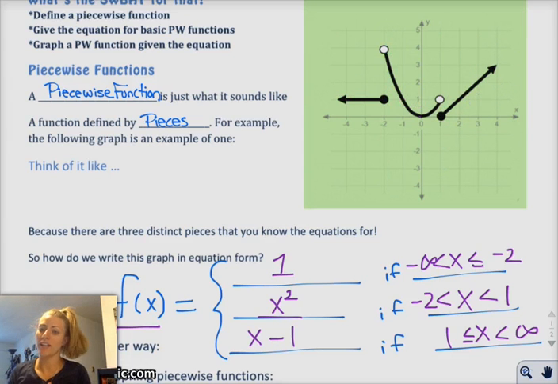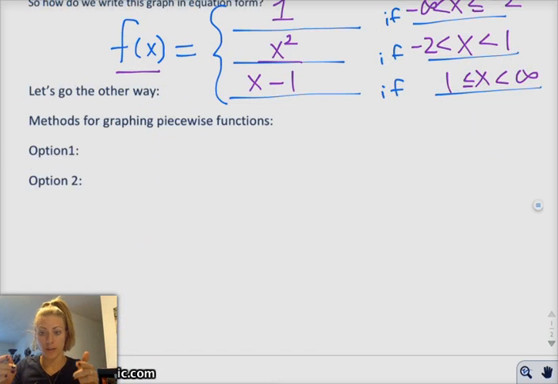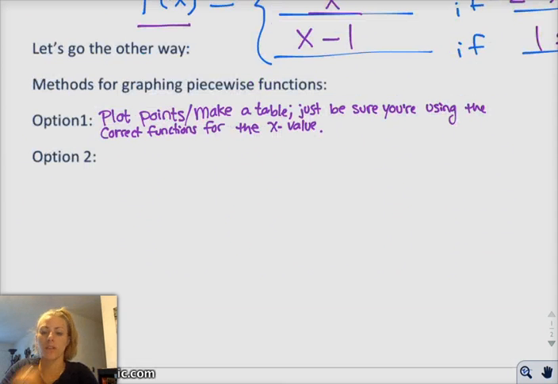So this function creates this graph. Now, if we want to go the other way, start with an equation and make a graph, there's kind of two ways I like to think about it. Method one is just graph it, or pick points and then plot it. So pick values of x and then figure out which piece of the function it's on. So plot points and make a table, but just make sure that you're using the right function for the x value, like not crossing over boundaries.